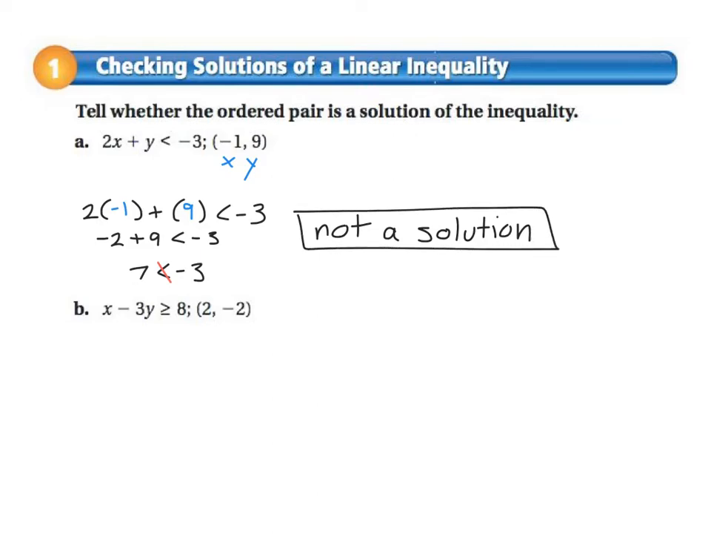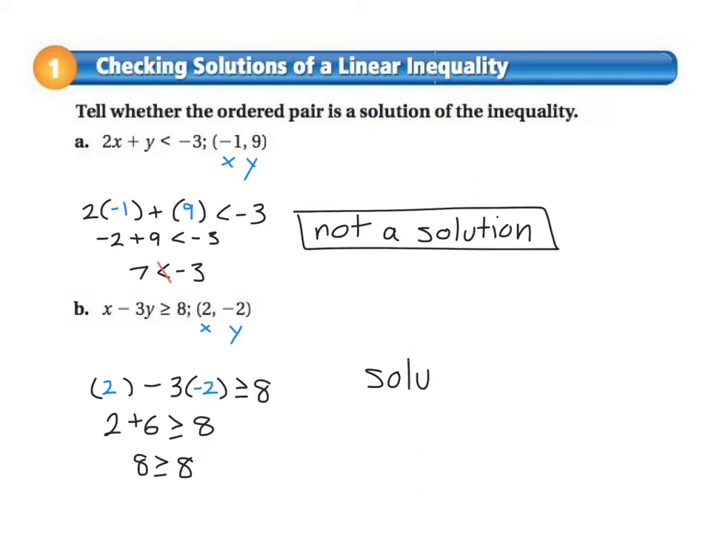There you go. For part B, our inequality is x minus 3y is greater than or equal to 8, and they would like to know if the xy coordinate (2, -2) is a solution. So let's set up our substitution. I'm going to substitute x with 2 and y with -2. And let's simplify. Here we have 2 plus 6 is greater than or equal to 8. Remember, when we're multiplying with two negatives, our answer is a positive, and then 2 plus 6 is 8. So this statement reads 8 is greater than or equal to 8. This is a true statement, which means the coordinate (2, -2) is a solution.